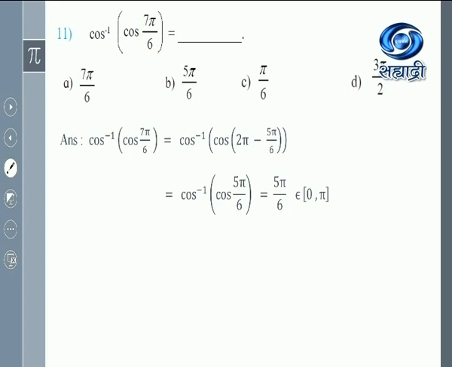But 7 pi by 6 does not belong to 0 comma pi. Why? Because pi by 6 is how many degrees? That is 30 degrees. 30 degrees into 7 is 210 degrees, which never belongs to this interval. So in a hurry, if you write the answer 7 pi by 6, you are wrong. So remember the method. You will have to split the angle, use the rules of allied angles and find the angle so that it belongs to the closed interval 0 comma pi. So the correct answer is B, 5 pi by 6.